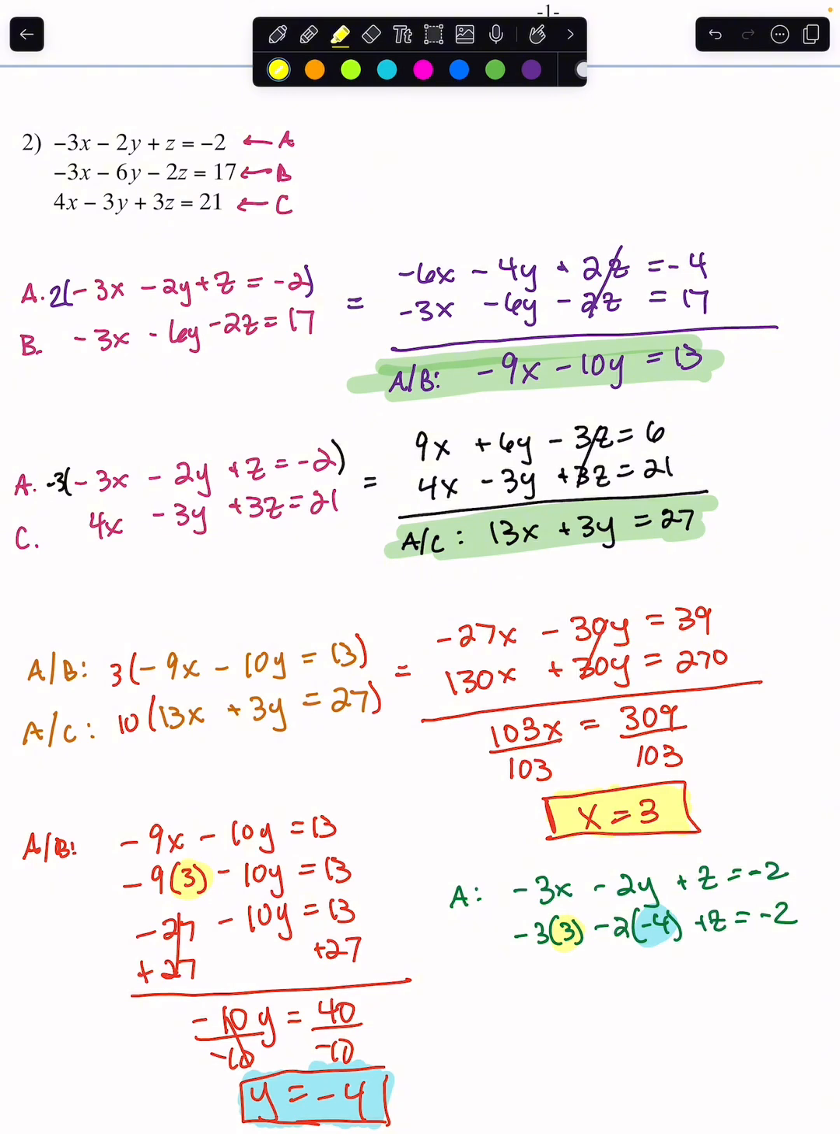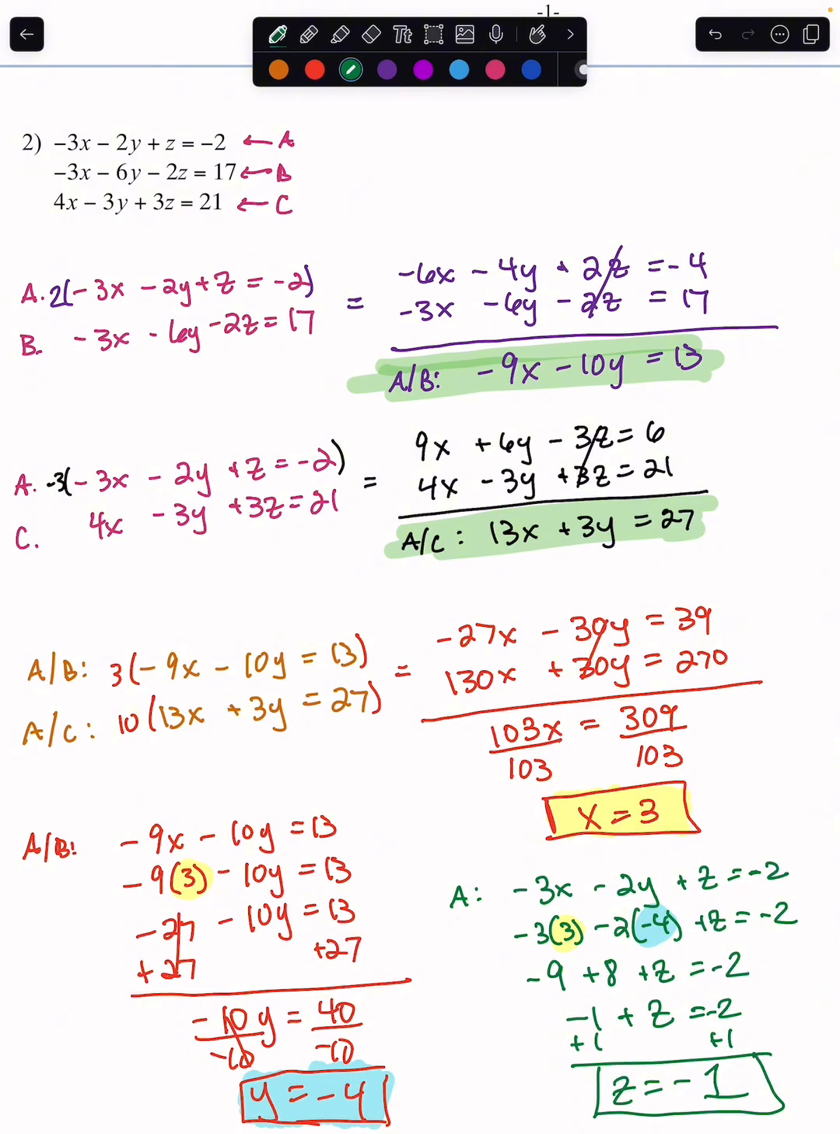Okay, then once I multiply this out, I'll get negative 9 plus 8 plus z equals negative 2. Negative 9 plus 8 is negative 1 plus z equals negative 2. Add 1, add 1, z equals negative 1. And that is the final answer for this one.